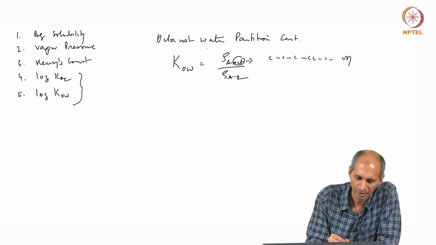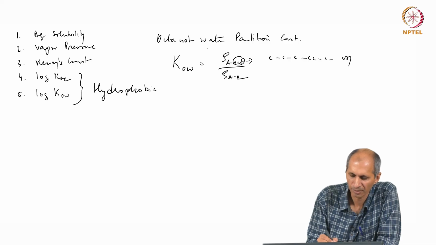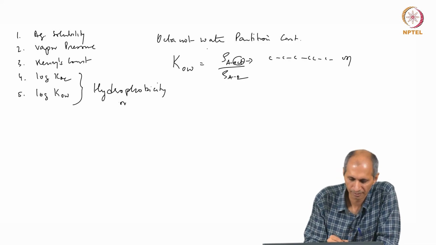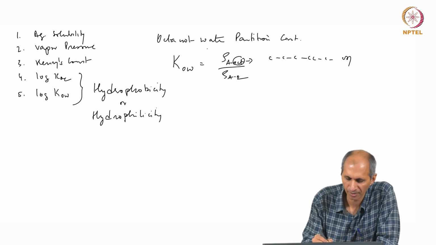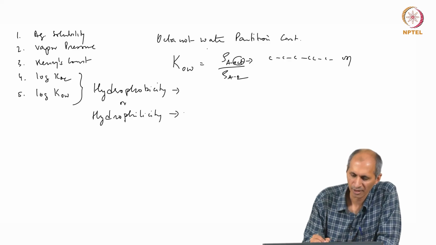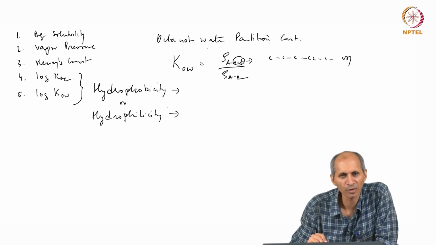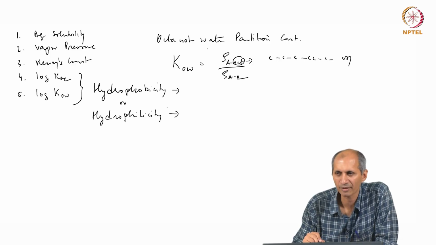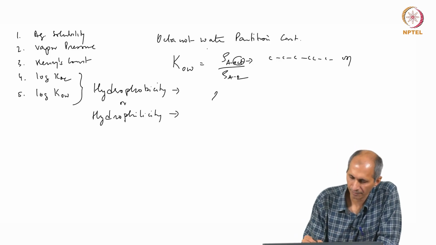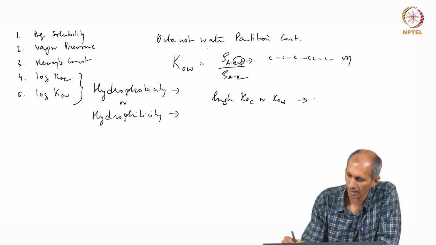So, this is where we come up with another term called hydrophobicity or hydrophilicity. Hydrophobicity means it does not like water, and hydrophilicity means it does not like the carbon. Okay. So, this is a scale of hydrophobic behavior. If a chemical is hydrophobic, it means a high KOC or KOW, which means highly hydrophobic.